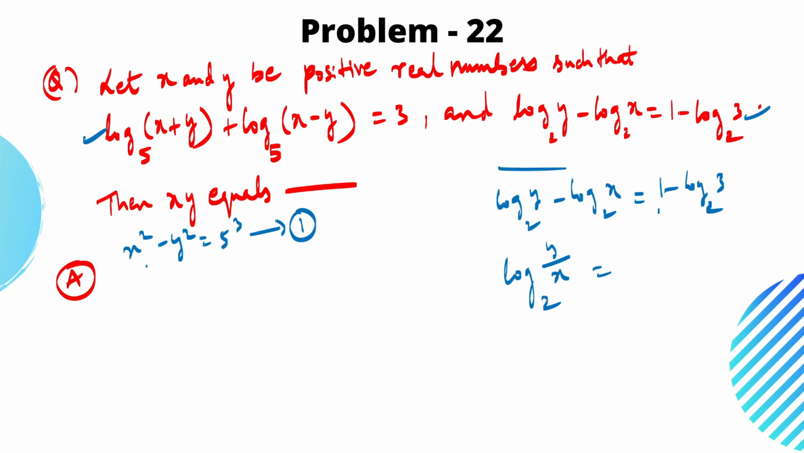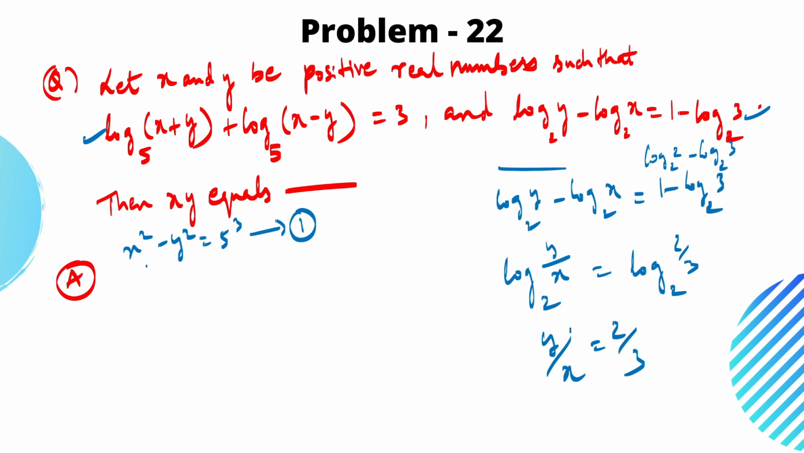How can we write 1 in terms of log to the base 2? We can write it as log 2 to the base 2 minus log 3 to the base 2. Right, 1 can be written as log 2 to the base 2. Now we can take it as log 2 by 3 to the base 2. So log to the base 2 and log to the base 2, these two are equal. Hence we can equate y by x. Y by x is equal to 2 by 3. So y by x is equal to 2 by 3.